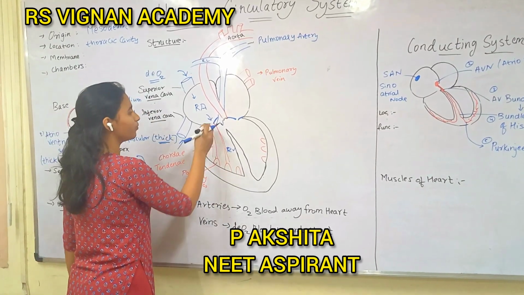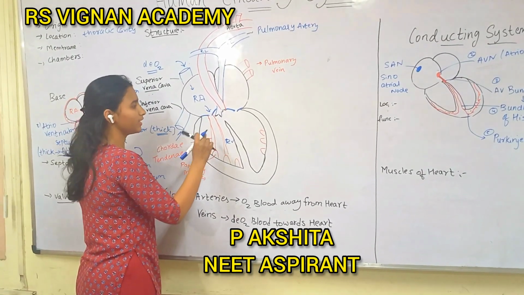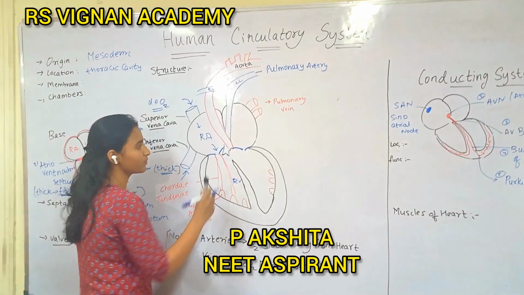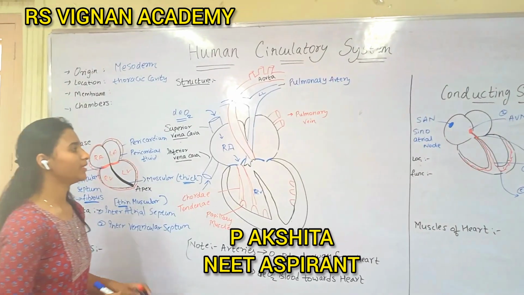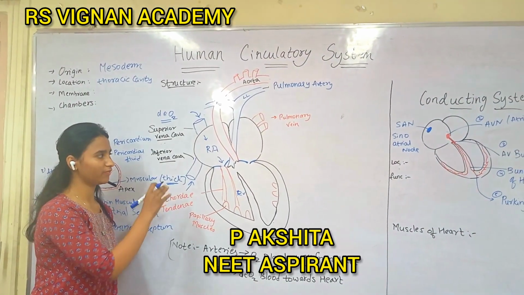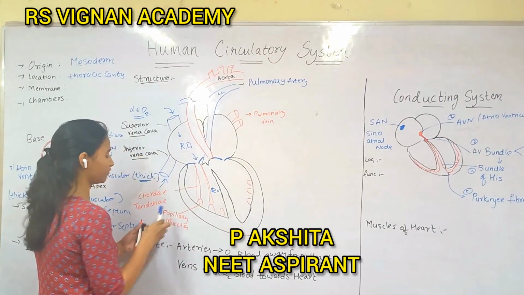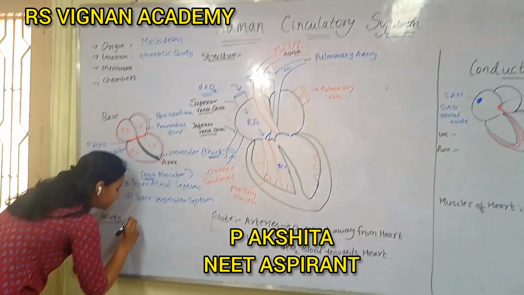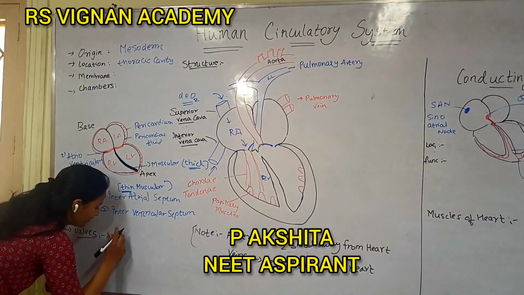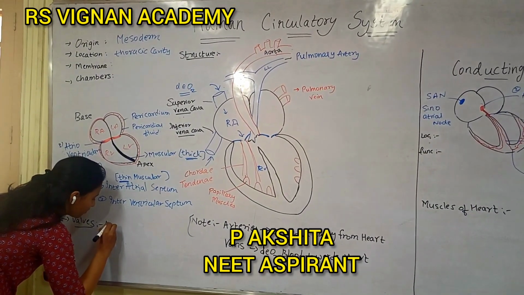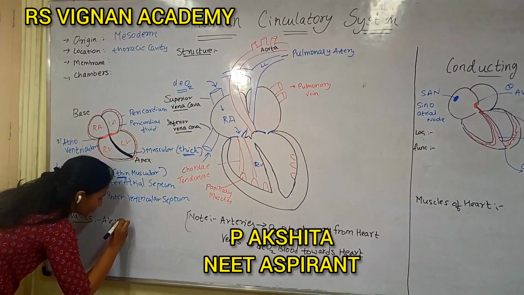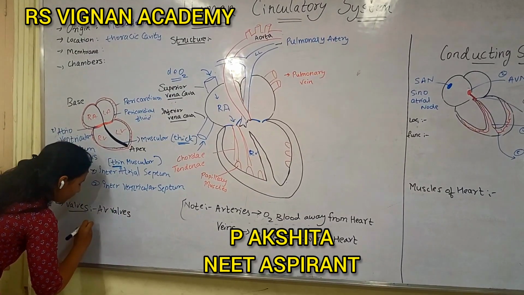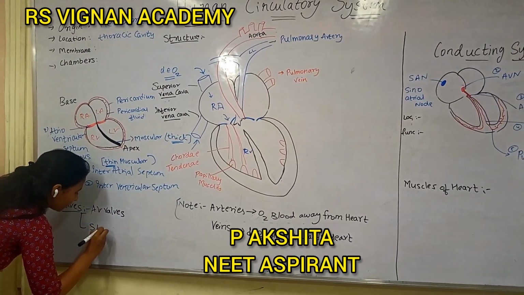Between the atria and ventricles, there are structures called valves. Now what are these valves for? They help in the unidirectional flow of the blood. There are two types of valves here. I'll write here: the atrioventricular valves, AV valves, and the other one is the semi-lunar valves.